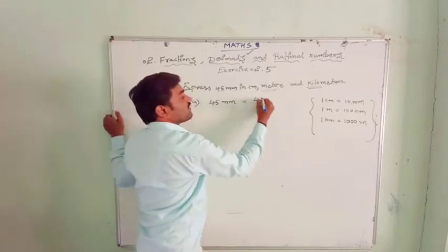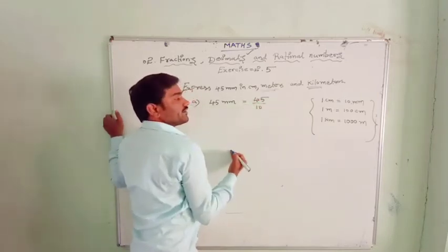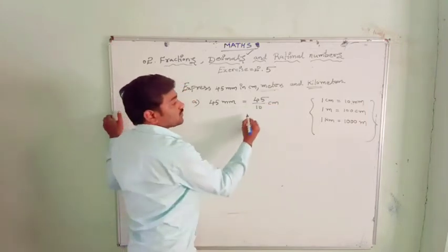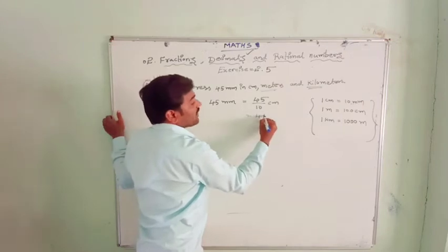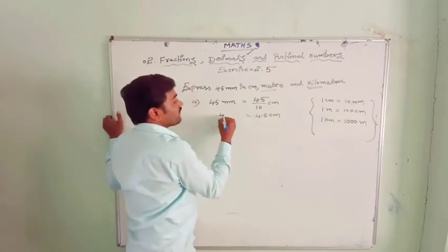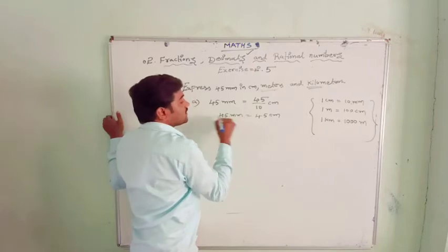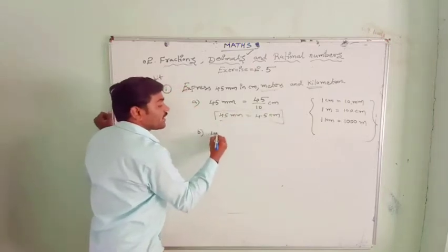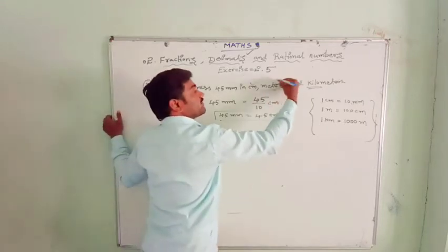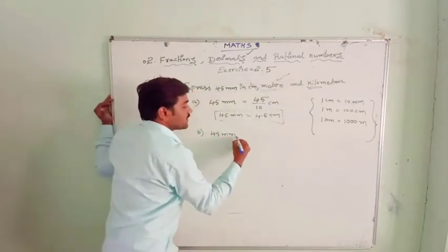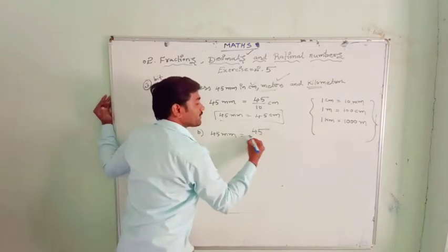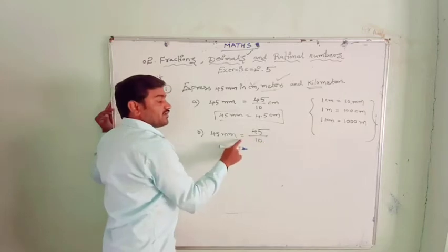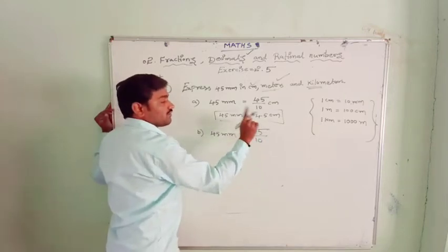That means this 45 by 10, if you divide by 10, you will get it in centimeters. So 45 by 10 is nothing but 4.5 centimeter. That means your 45 millimeters is equal to 4.5 centimeter. Then like B I will go, centimeter completed, meters. 45 millimeters equal to this 45 by 10. This millimeters I change into centimeter because 10 millimeters equal to 1 centimeter.